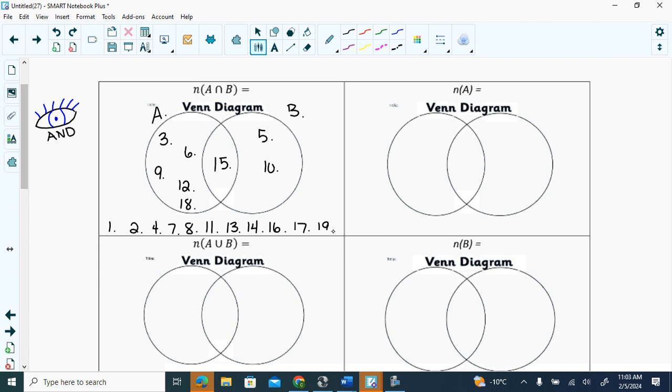So I want the number of elements. Remember, that's what that little n means. The number of elements in A and B. So how many are in A and B? There's 1. That's it. 1. Done. Because it's going to be this area here. Because "and" is the eyeball.